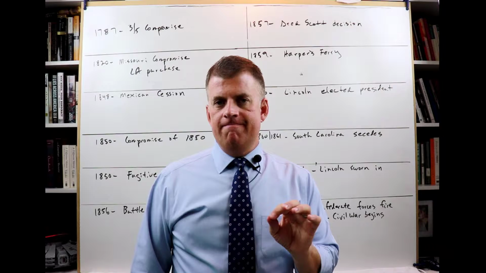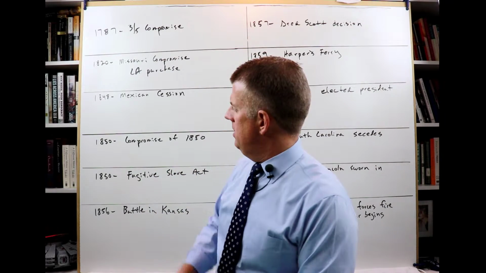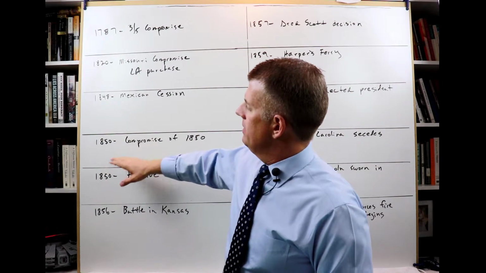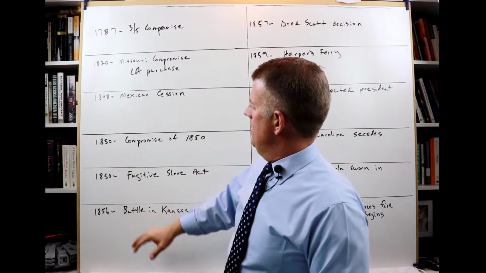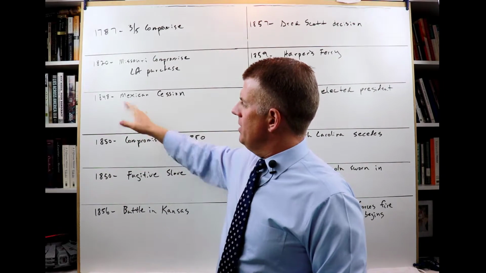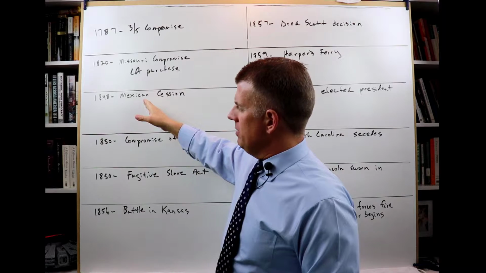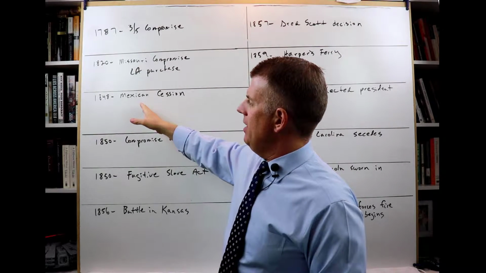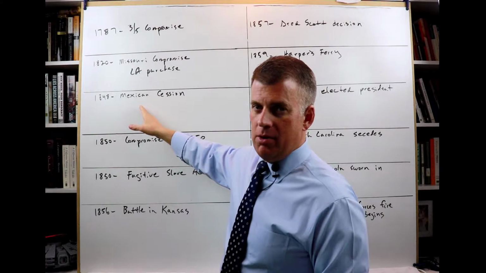You know, this might come up as a test question. Sometimes it does. Texas is thrown in there, but Texas was already part of the Union. It was 1845 when Texas became part of the Union.